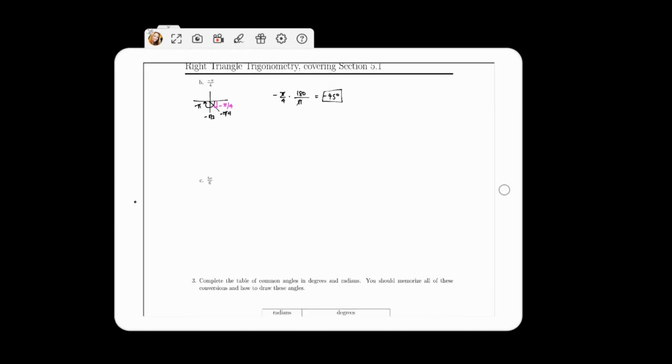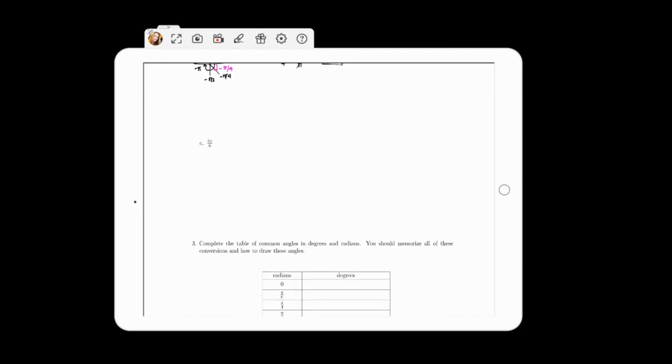Okay, one more. 5 pi over 6. So again, we can graph it already. If this is our initial side, then we know that 6 pi over 6, which is pi, is right here. But then minus a pi over 6, which is pretty small. So this is what 5 pi over 6 looks like.